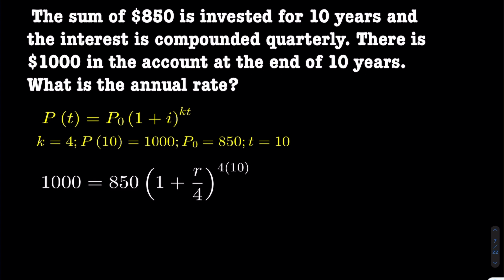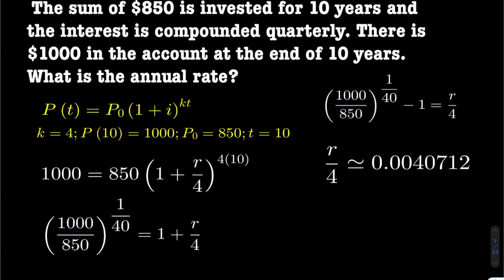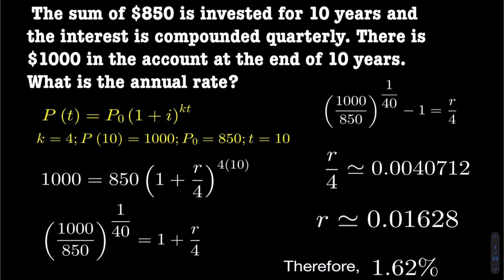Again, we're looking to solve for r here, so I'm going to go ahead and divide out by that 850, and then take the 40th root to try to isolate this variable of r that we want to solve. After this, we're going to subtract 1. And getting this down to a decimal, we have r over 4 is approximately equal to 0.0040712. Multiplying across by 4, we can solve for r, and we get r is approximately equal to 0.0162, and expressing that as a percentage, we get approximately 1.62%. So in this case here, the annualized rate of interest is 1.62%.